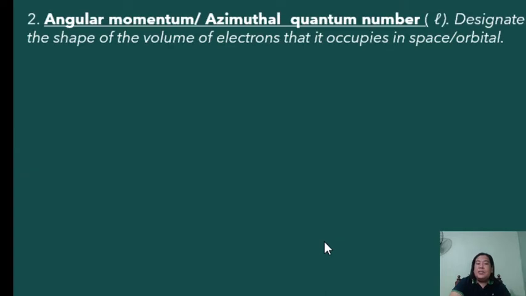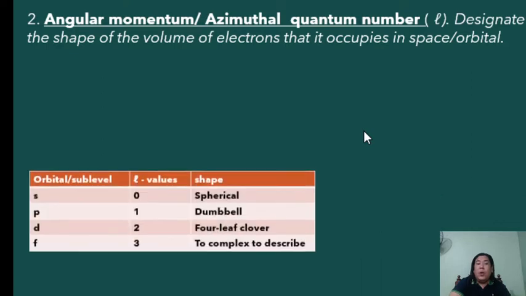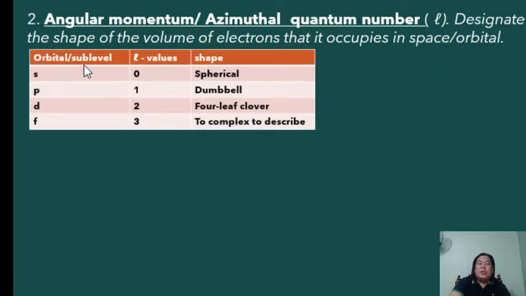The next quantum number is the angular momentum, or the azimuthal quantum number. That is the small letter l. It designates the shape of the volume of space that the electrons occupy, or the orbital. Okay, so this is our orbital or sublevel. We have 4, that is the s, p, d, f, and we have the l value, or the angular momentum value, starting from 0, 1, 2, and 3.